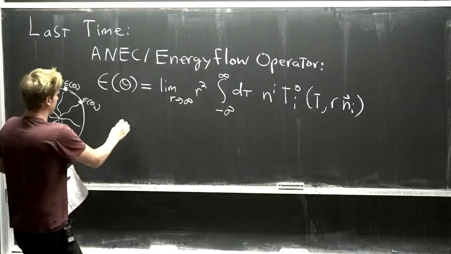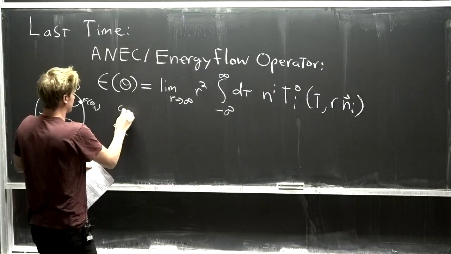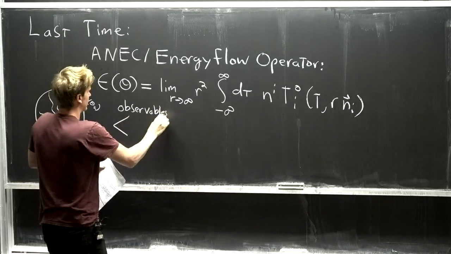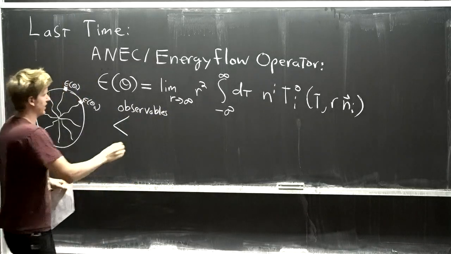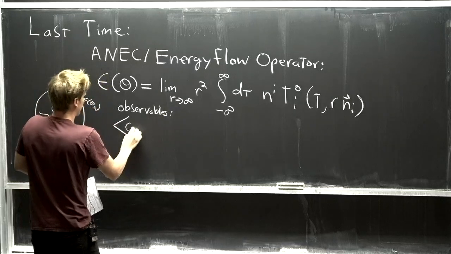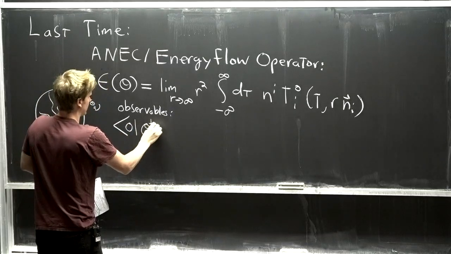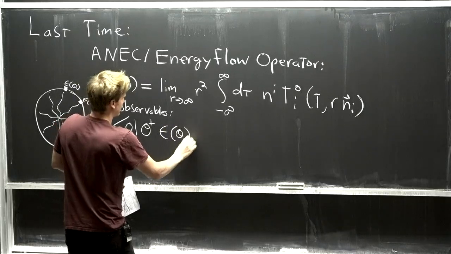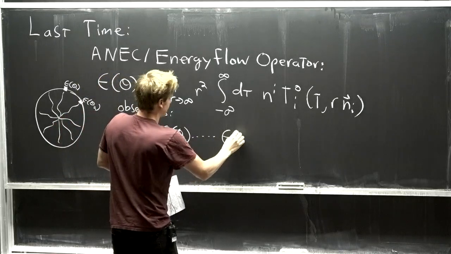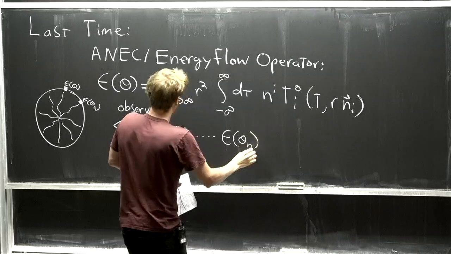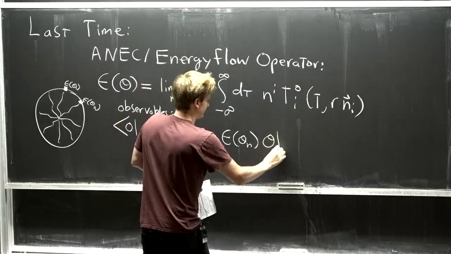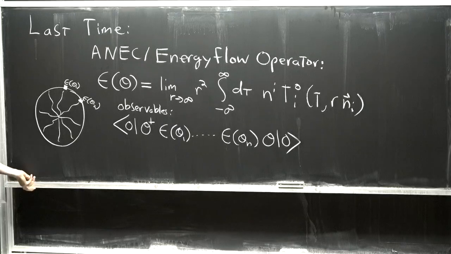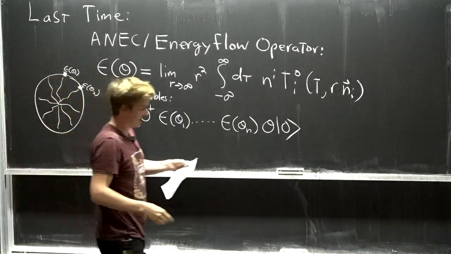In particular, the observables you can measure are correlation functions of a bunch of these different energy flow operators. You can act on the vacuum with some operators, which we'll get to in this lecture, to excite some state, and then you can measure a whole bunch of these energy flow operators, like this.